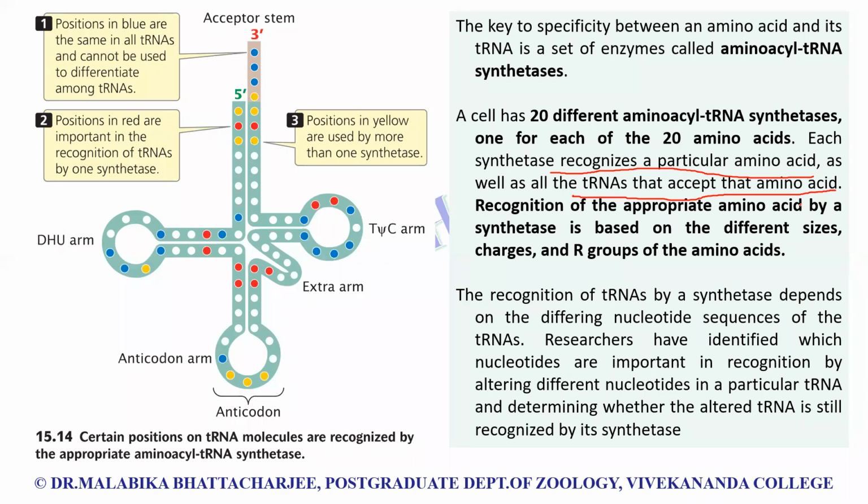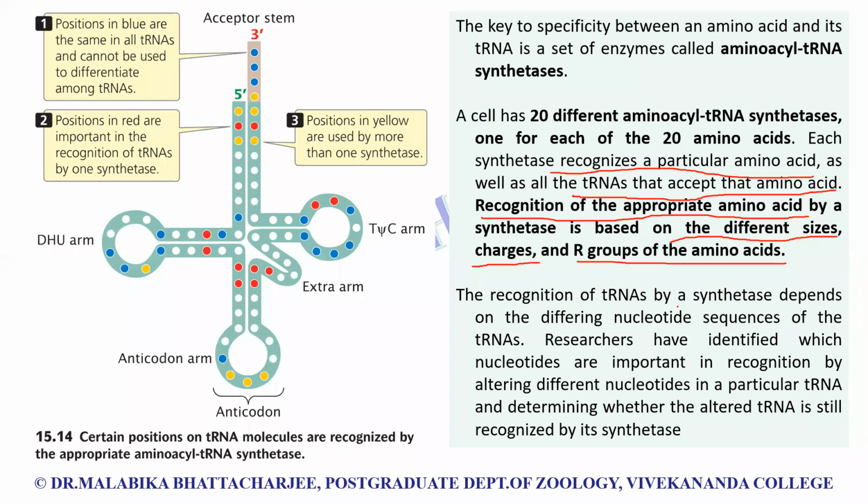So how does this aminoacyl-tRNA synthetase enzyme do that? It has been observed that the recognition of the appropriate amino acids is based on the different size of the amino acid, the charges of the amino acid, and the R groups of the amino acid. So when it recognizes an amino acid, it is based on the size, the charges present on the amino acid, and the R groups present on the amino acids. So this is how it recognizes an amino acid.